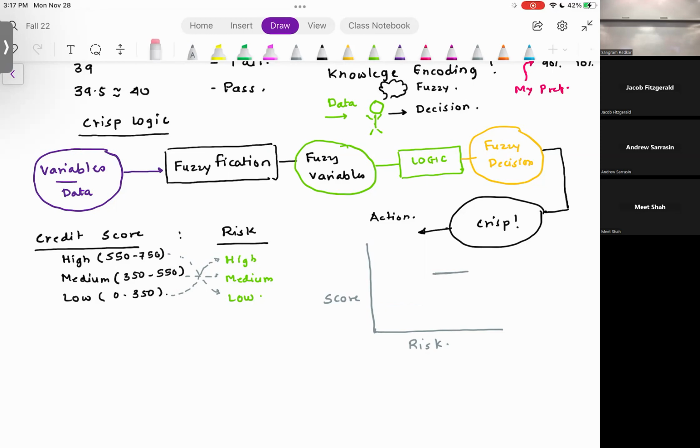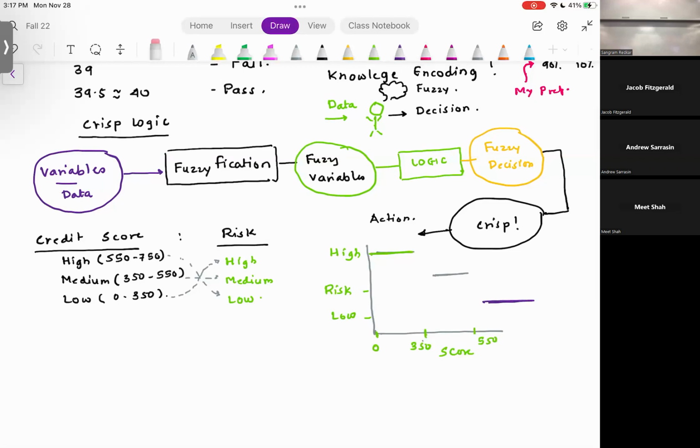So basically, if my score is high, somewhere here, then I think this is better. So score, risk, which is high, medium, and then there is low. And this is score. So if my score is between 0 to 350, my risk is high. If my score is between 350 to 550, my risk is medium. And if my score is above 550, then my risk is low.